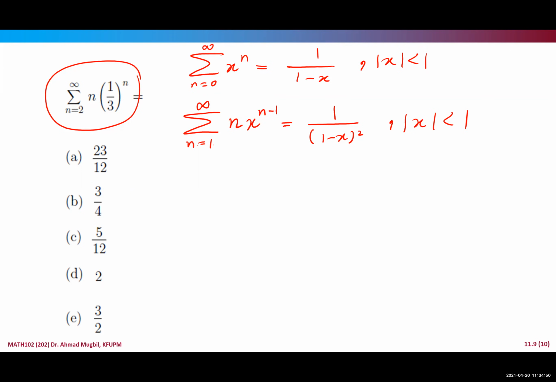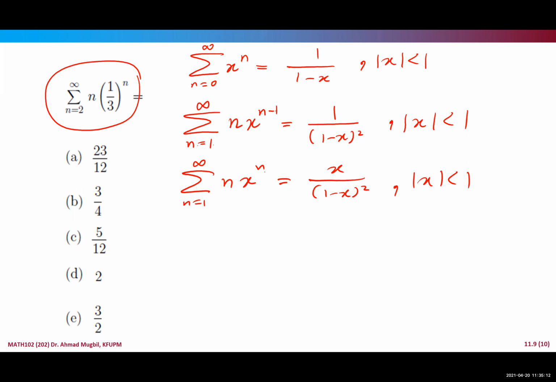To get rid of this negative 1, multiply by x. So if you multiply both sides by x, what will you have? The sum of n x to the power n, n starting from 1 to infinity, equals x over (1 minus x) all squared. We still have the same condition there. Now, is it the same now or not?